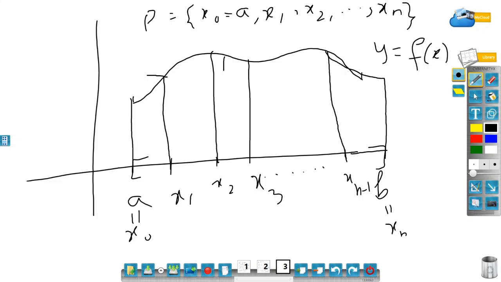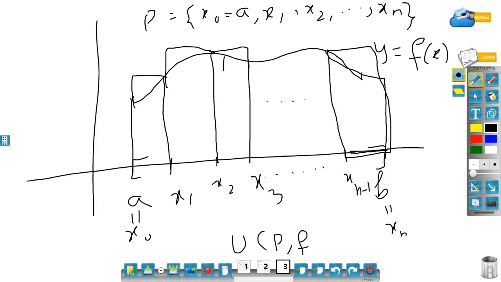So the upper sum is what I am finding. Upper sum means we have to draw a rectangle just above the curve. Now we can find U(P, f) very easily, that's not difficult. U(P, f) is basically a number, it is the sum of the areas of the rectangles which lie just above the curve.